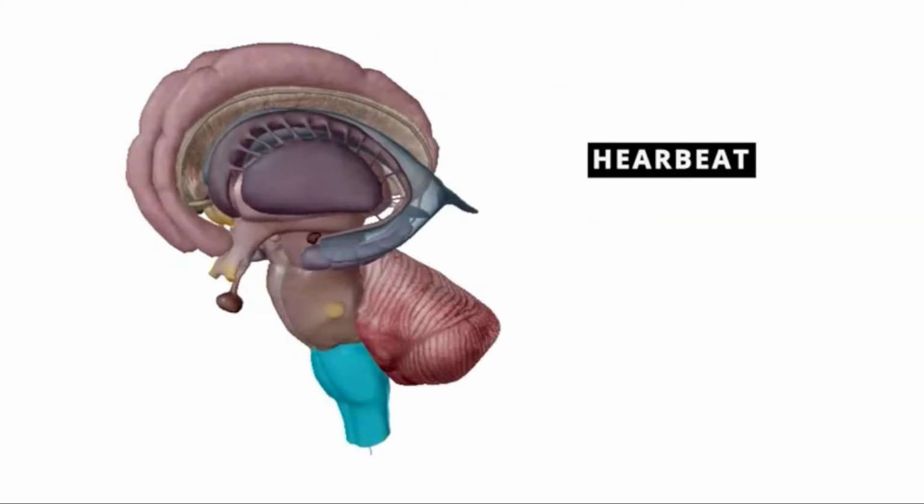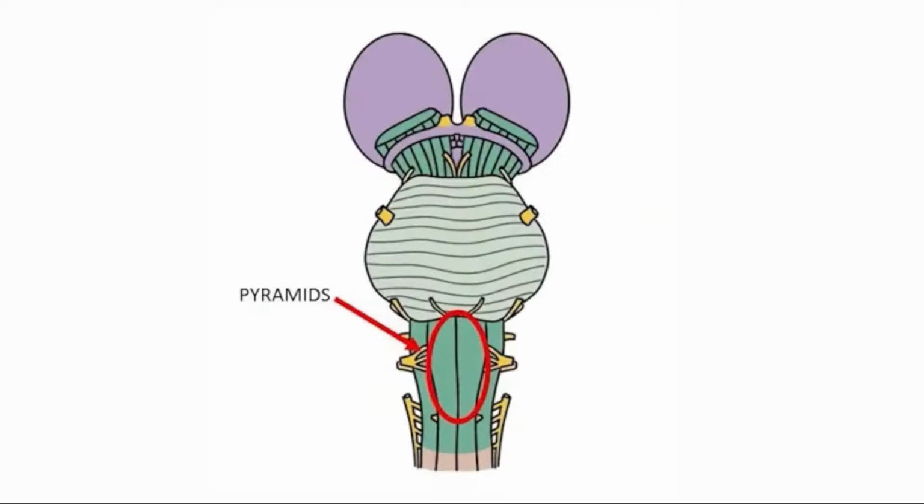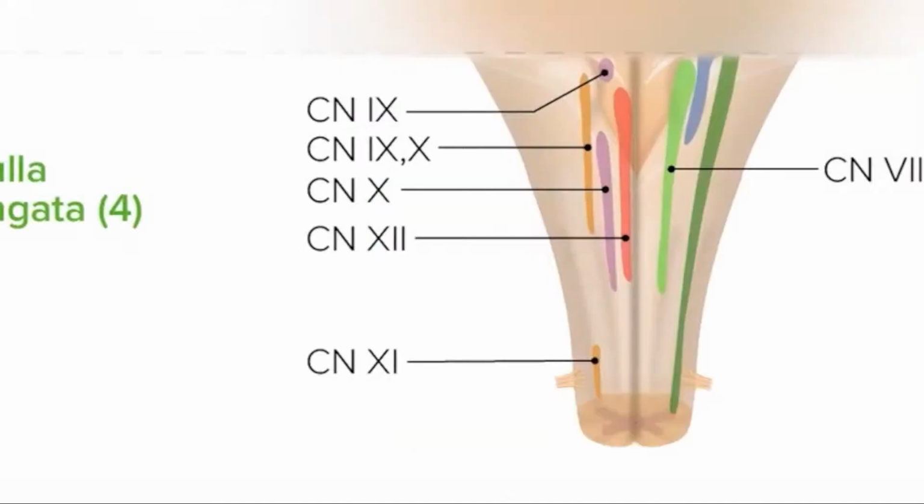It also contains the pyramids, which are 2 elongated ridges on its anterior surface where motor fibers cross over, or decussate. This decussation is why each hemisphere of the brain controls the opposite side of the body. The medulla also houses nuclei for cranial nerves 8 through 12.